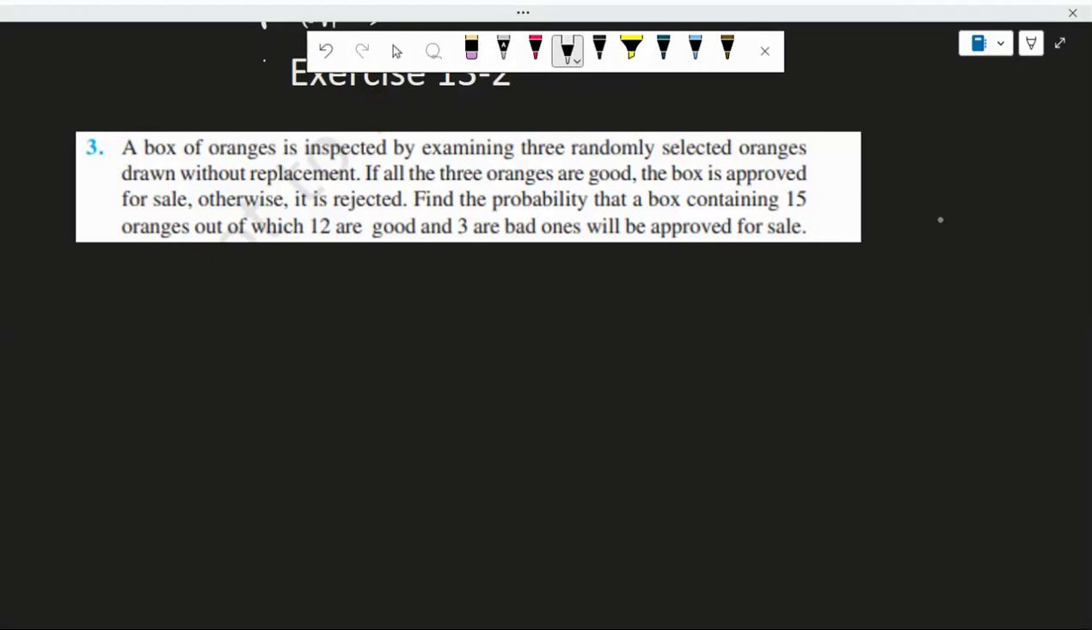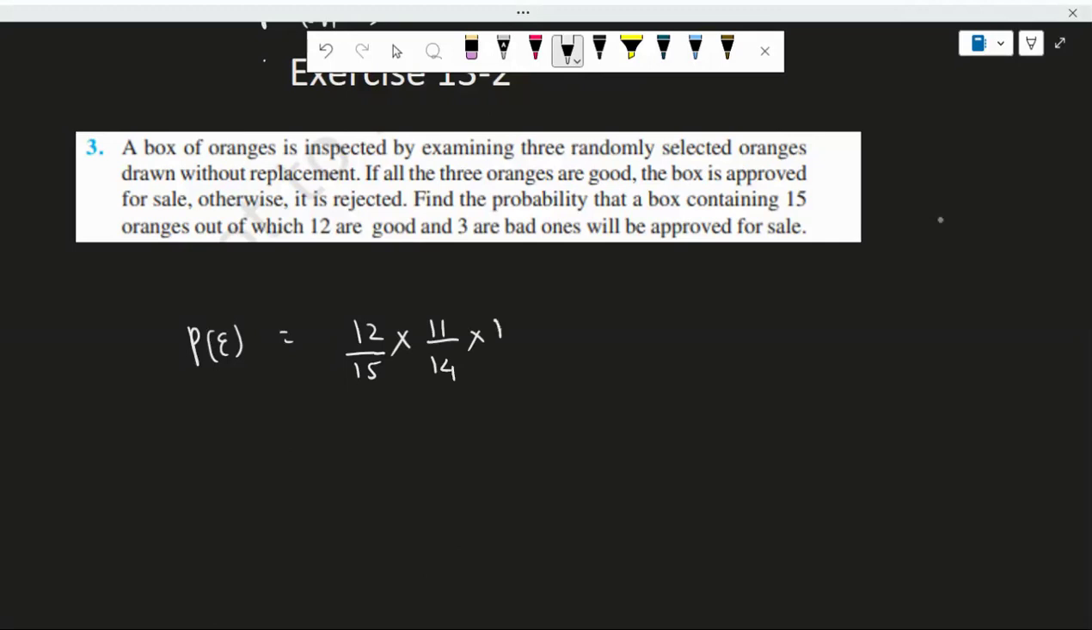So, how many good oranges are there? 12 out of 15 for the first orange. For the second orange, it is 11 over 14, isn't it? Because one good orange has been removed, and from the total number, one is removed.